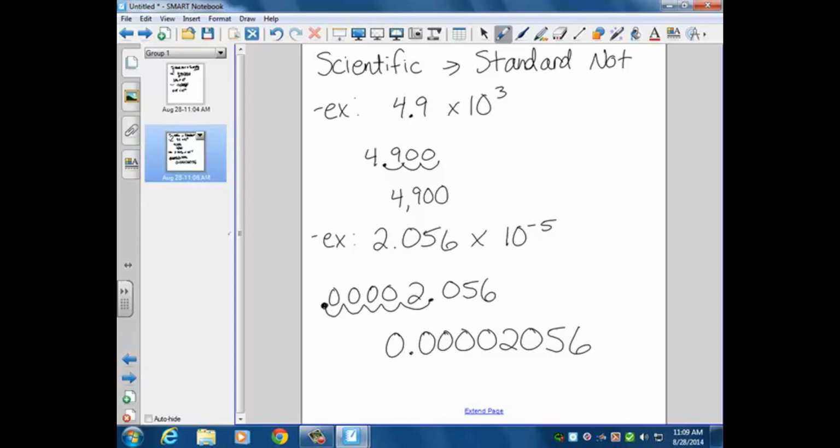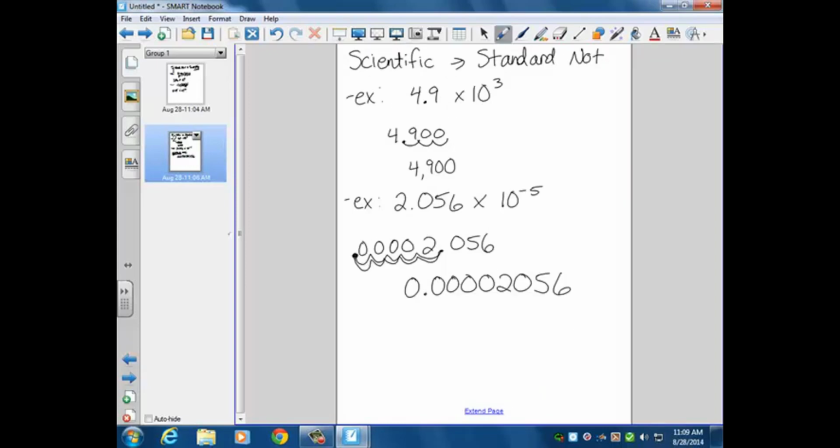We also talked about how moving the decimal to the left increases k. So I was at -5, now it's up to -4, -3, -2, -1, 0, which puts it in standard notation.